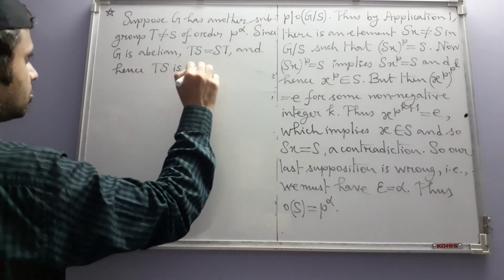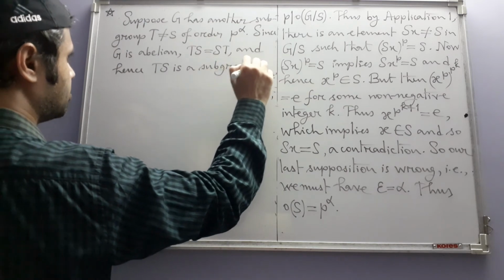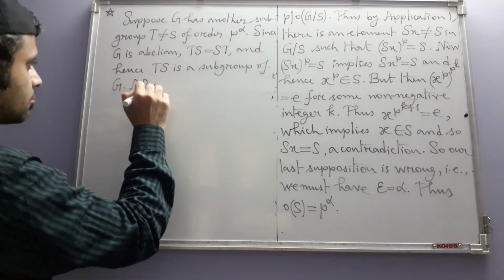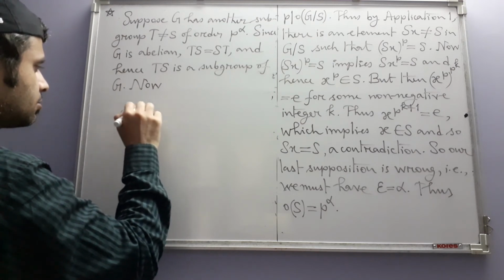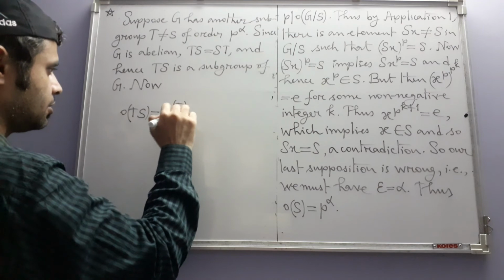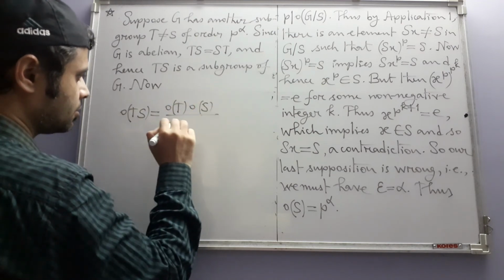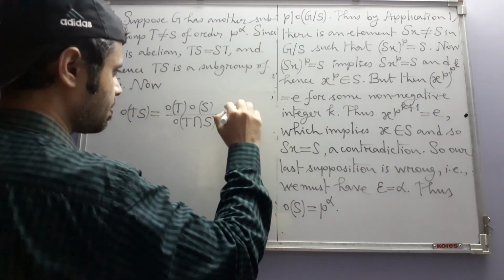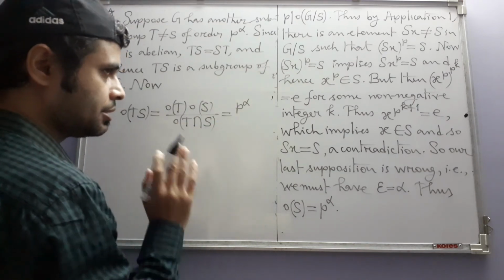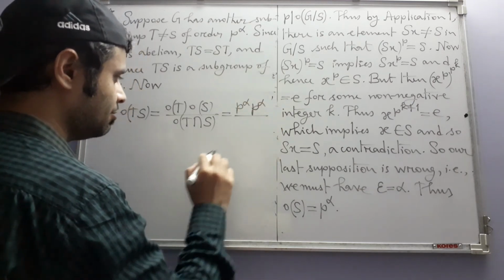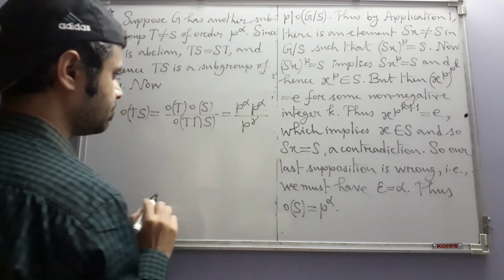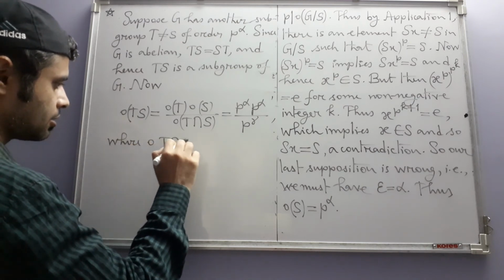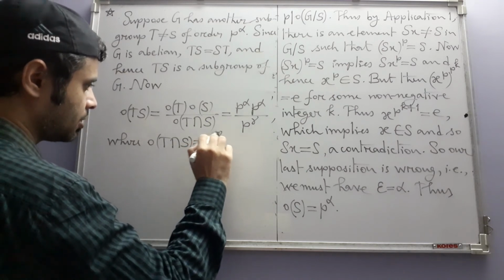TS is a subgroup of G. Now what is the order of TS? Order of TS by that counting principle is equal to order of T times order of S divided by order of T intersection S, which is equal to p to the power alpha, because both these subgroups are of order p to the power alpha, divided by p to the power, say gamma, where order of T intersection S is p to the power gamma.